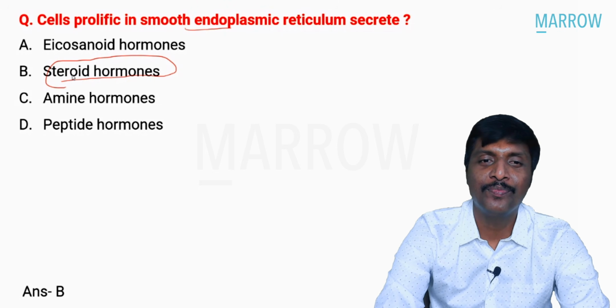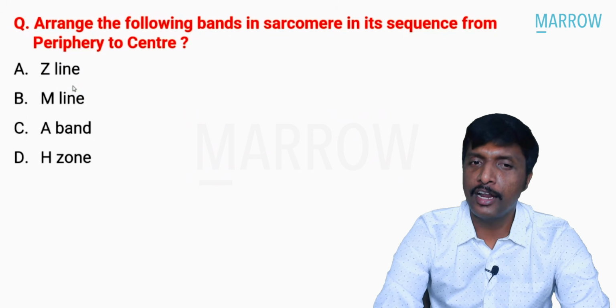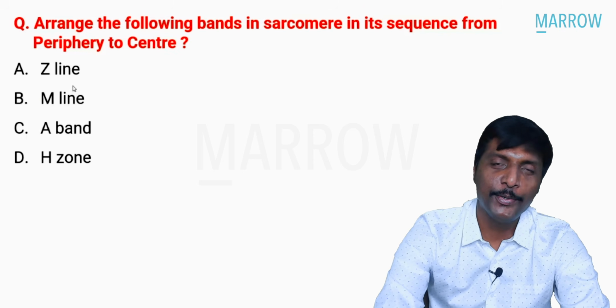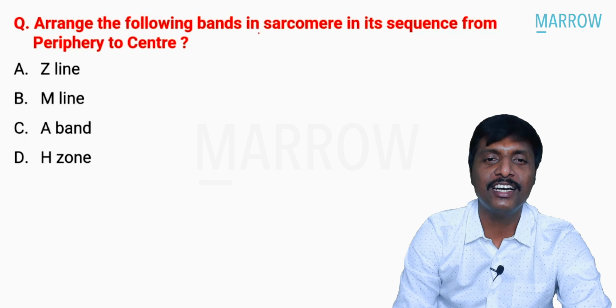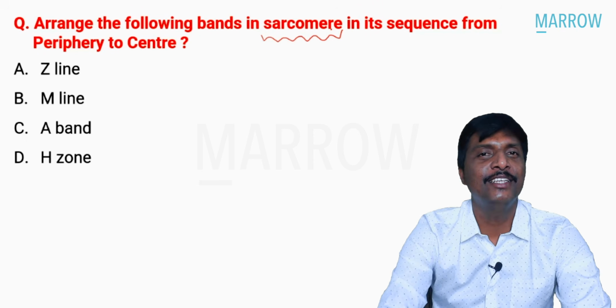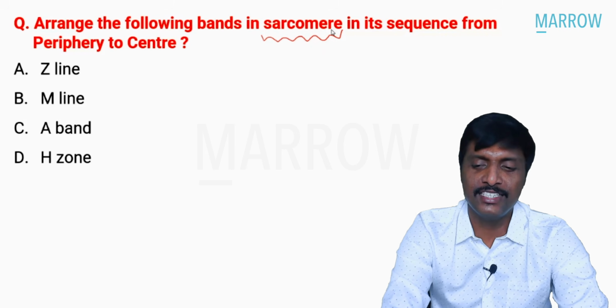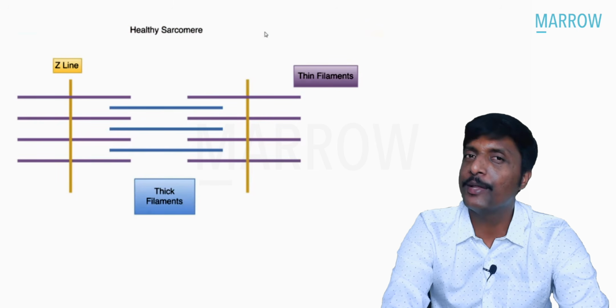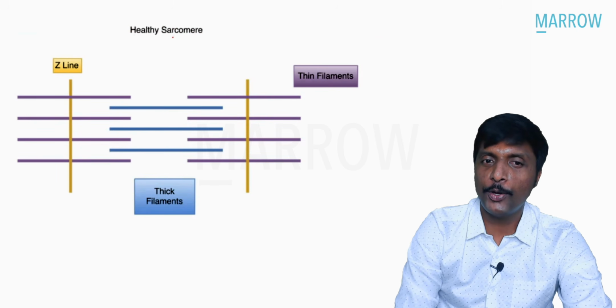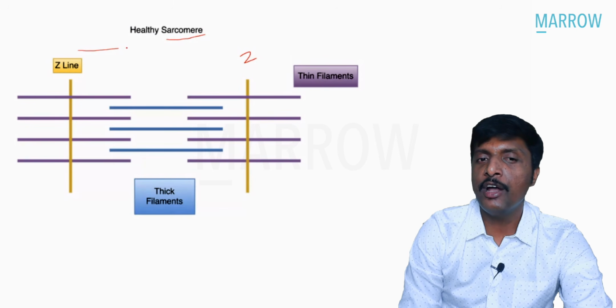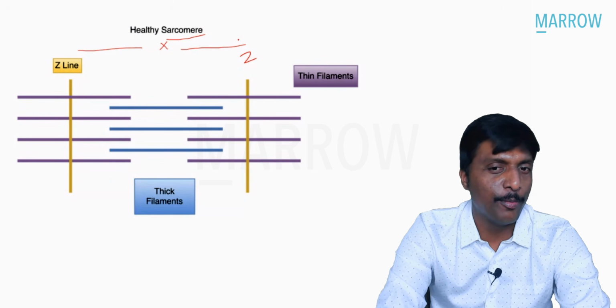Simple. For the next question: arrange the following bands in the sarcomere in sequence from periphery to center. Another most high yield repeat area, sarcomere. These alphabets, everything we have discussed. Now let's look into this sarcomere. What defines a sarcomere? We all know it is the Z line. The area between two Z lines is one sarcomere.